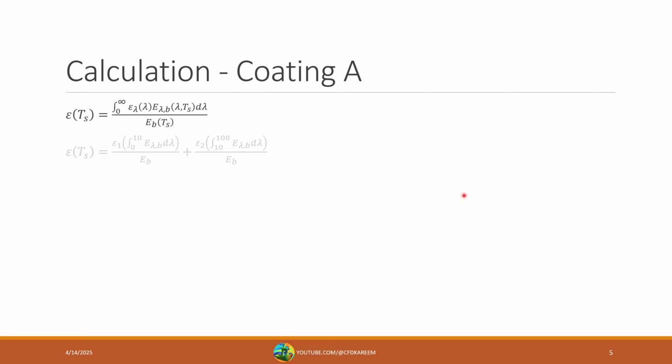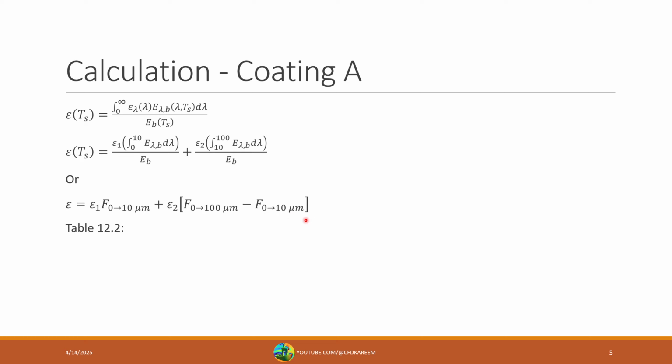So for coating A, we can start by looking at the integrals for the emissivity. We'll start with this full integration, and then we can divide that to look at the integral from 0 to 10 micron, and then from 10 to 100 micron. We could also write this using the black body assumption and say that the emissivity is equal to epsilon 1 times this F value from 0 to 10, which we'll get from table 12.2, and then emissivity 2 times the F value from 0 to 100 micron minus the F value from 0 to 10 micron.